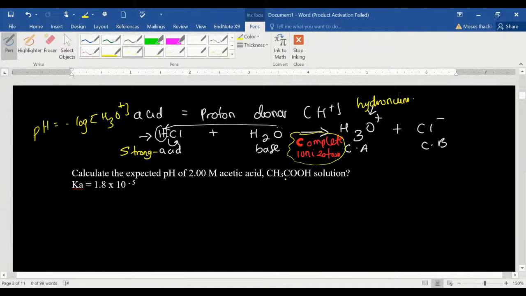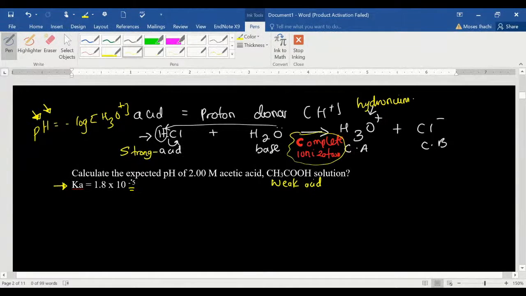So again, an example of a weak acid is acetic acid. You see the Ka value, which is the ionization constant of acetic acid, is 1.8 times 10 to the power minus 5. This is very small, which means the acetic acid does not completely ionize. So you cannot use this formula directly. You have to use an ICE chart before you use this formula to get the pH.